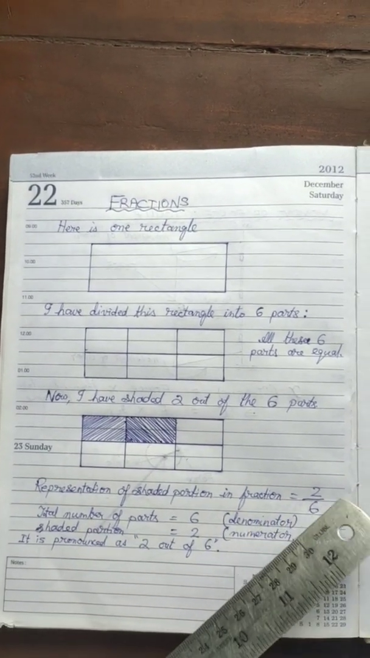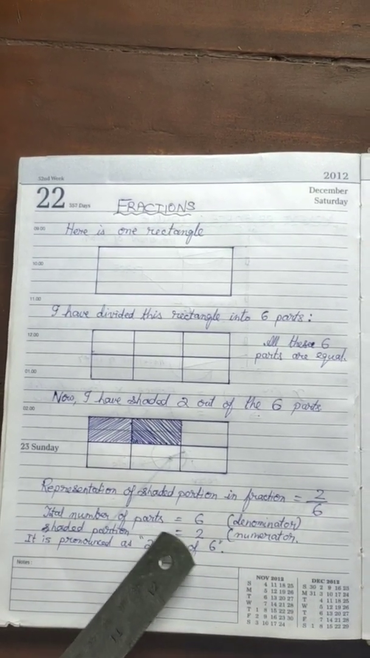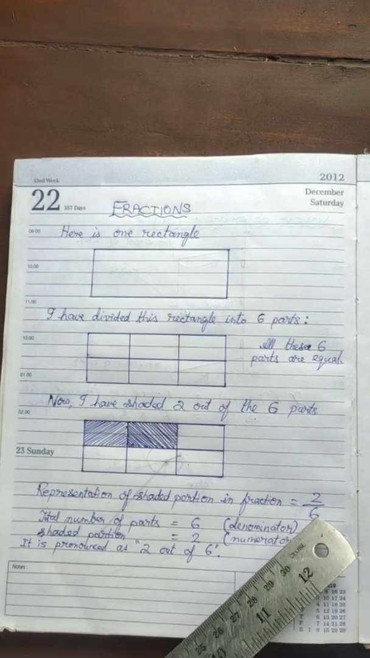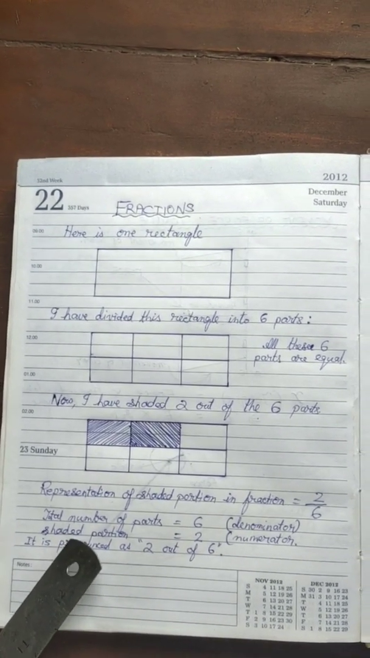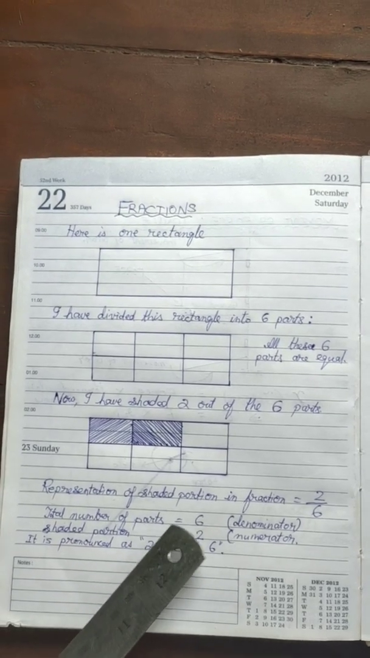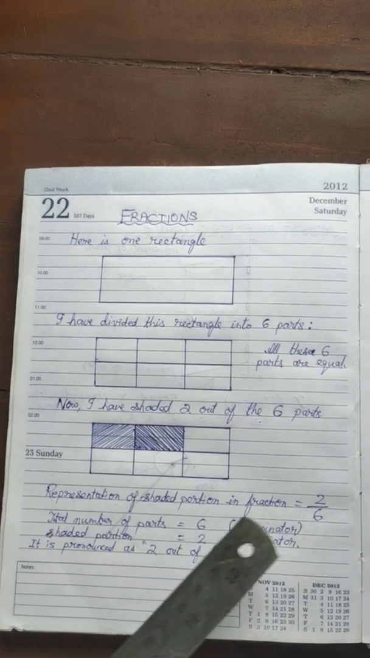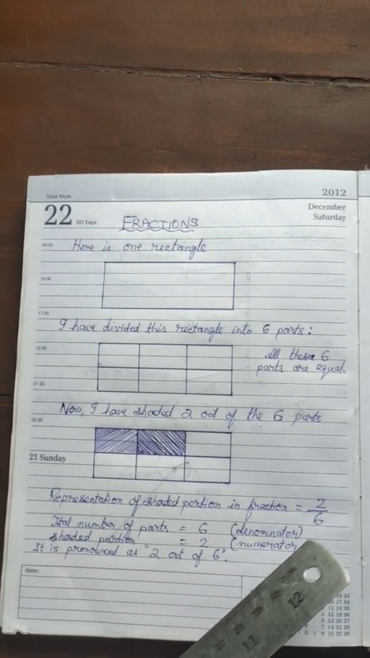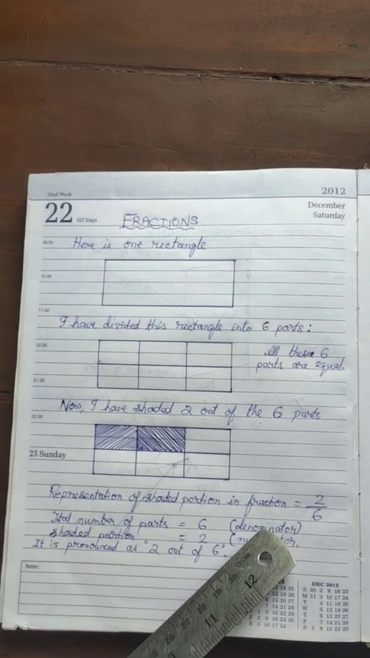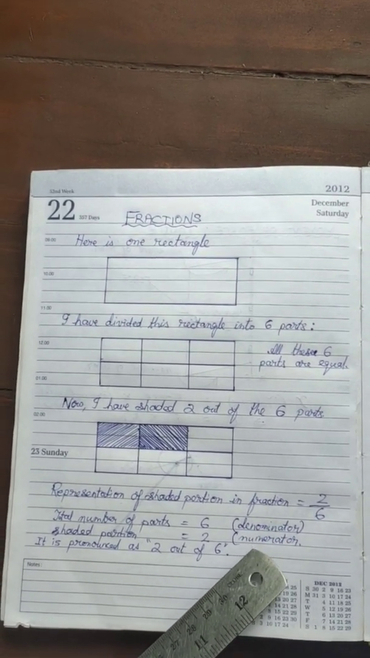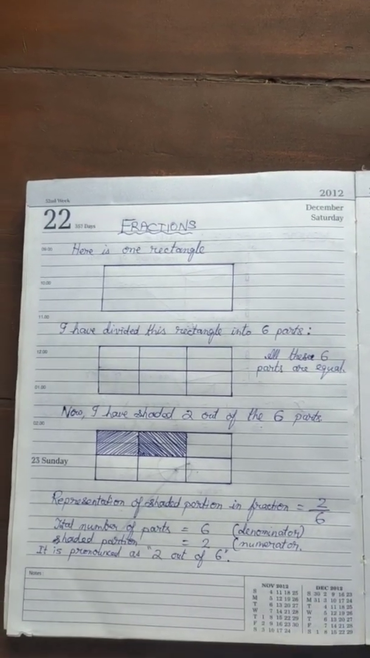In this fraction, the total number of parts should always be at the bottom, which is called the denominator. And how many parts have been shaded? Because we are representing the shaded portion, the parts which are shaded should be on the top, which is called the numerator.